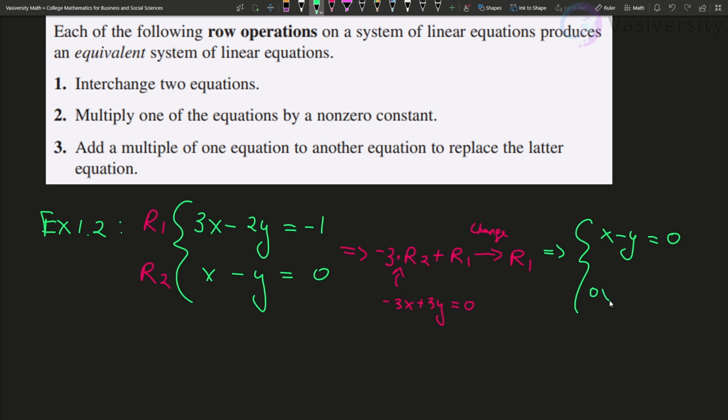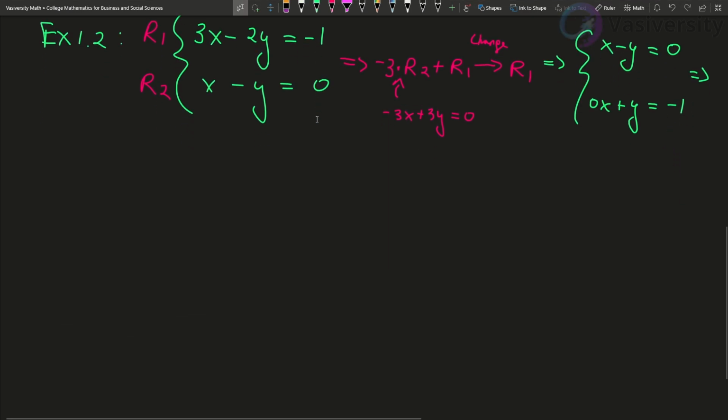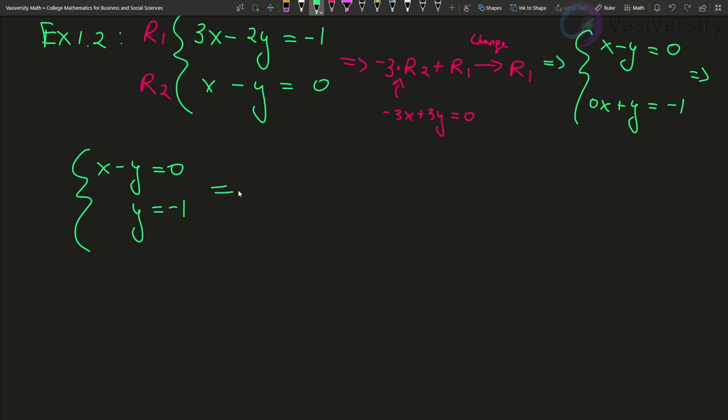So I'm going to have 0x plus y is equal to -1. So, okay, y is equal to -1, right? And we have x minus y equal to 0. Y is equal to -1. So we have a row echelon form here, right? A staircase. So now I can just plug y into the first equation.